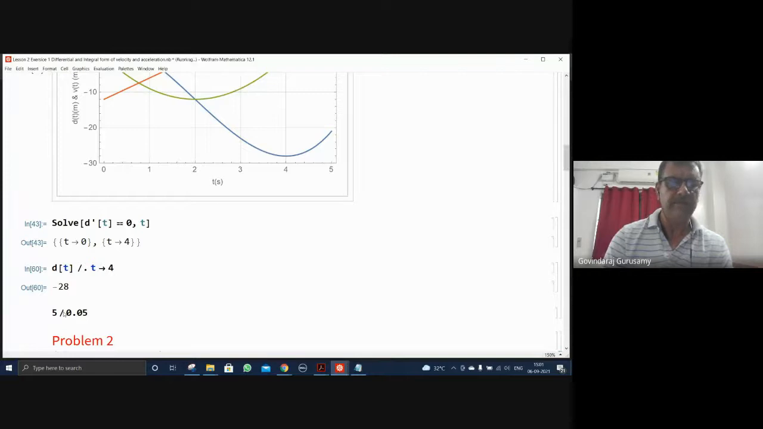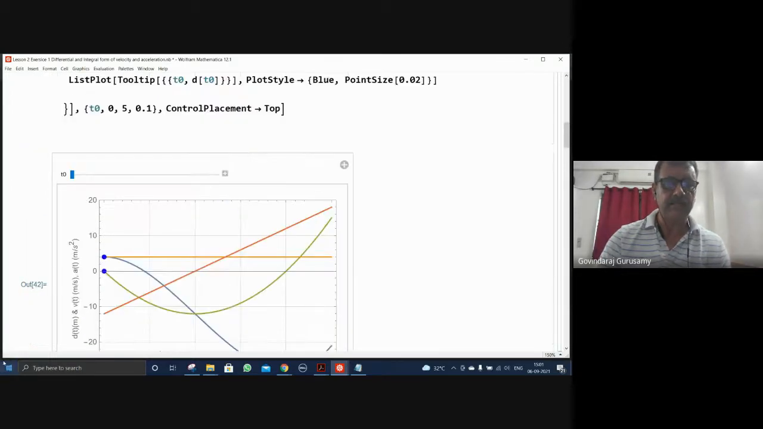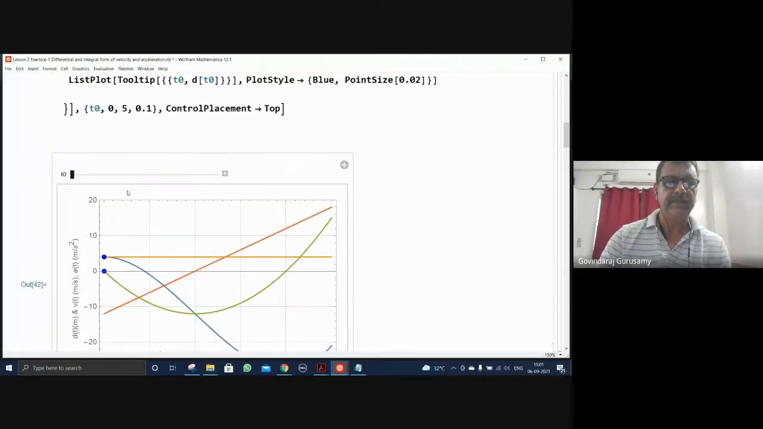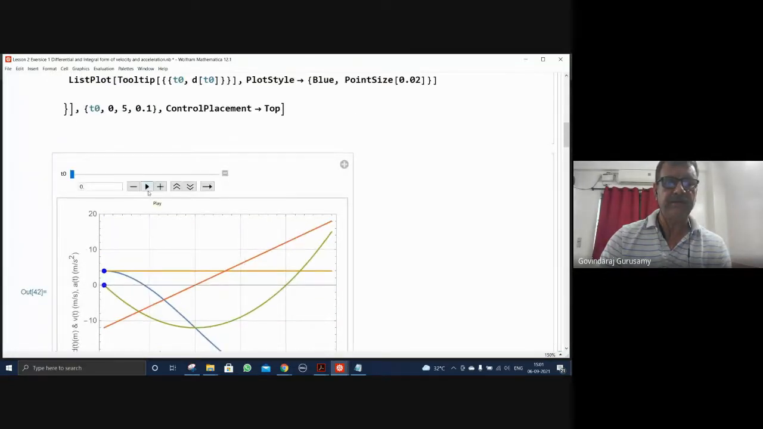This is an option for you to change, 100 points. If I make it 0.1, how many points? I have 50 points. These blue dots are 50. Okay. If I animate it now, you can see it is going and coming back.